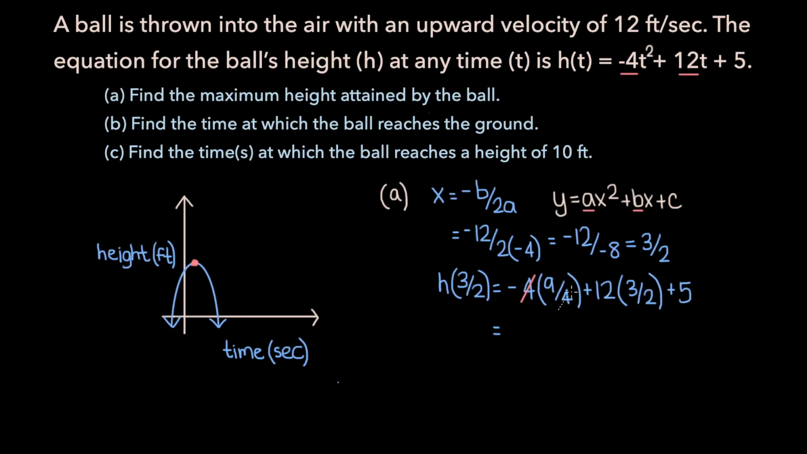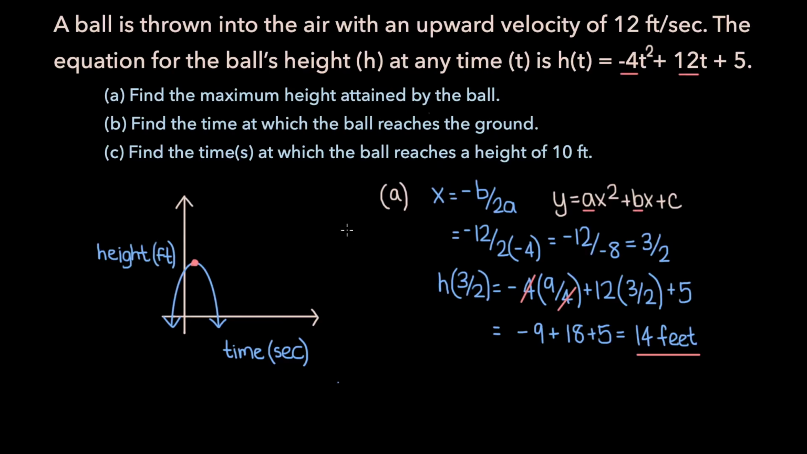The 4 in the numerator and the 4 in the denominator will cancel. So what we have is negative 9 plus 12 times 3, which is 36 over 2. So 36 over 2, which is 18, plus 5. Negative 9 plus 18 is 9, and 9 plus 5 is 14. And we should be careful here and make sure we add on the units. 14 feet. And so 14 feet is the maximum height attained by the ball.